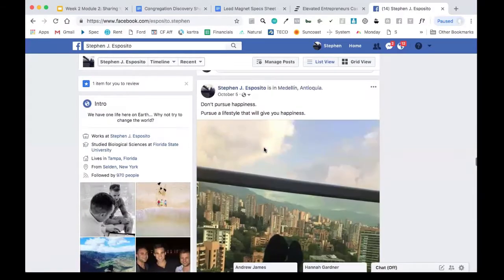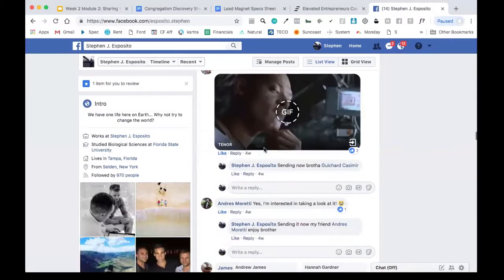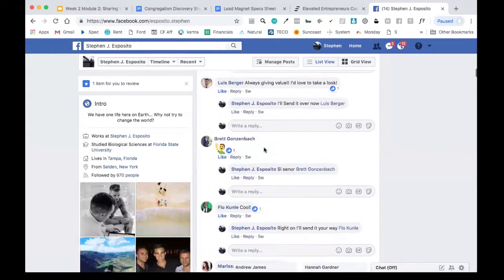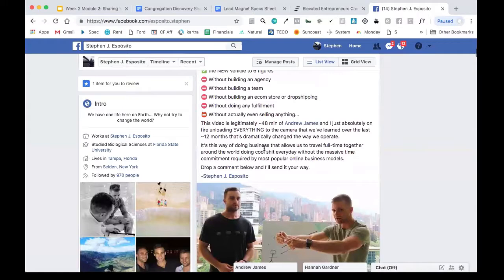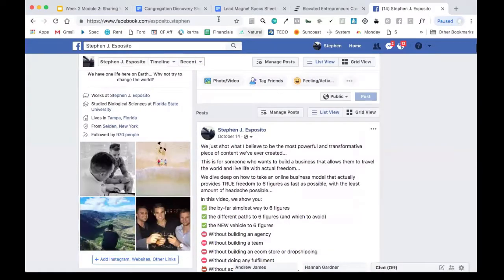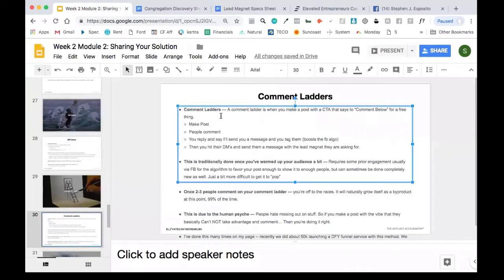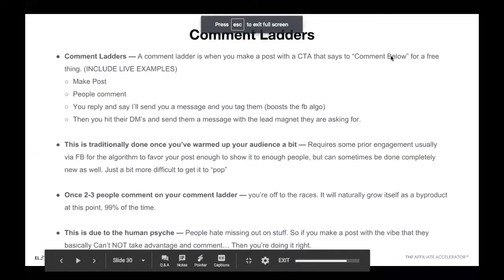I think I might have skipped over some. But regardless, even this first one is really good. And just for the sake of time, I'm not going to spend all the time scrolling here, but we can include some more examples, and I'll put that right here. And yeah, so that's that. So that's a comment ladder.